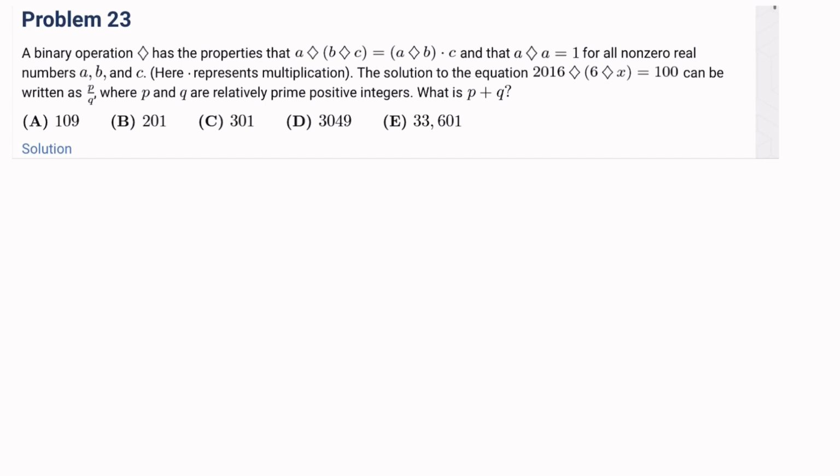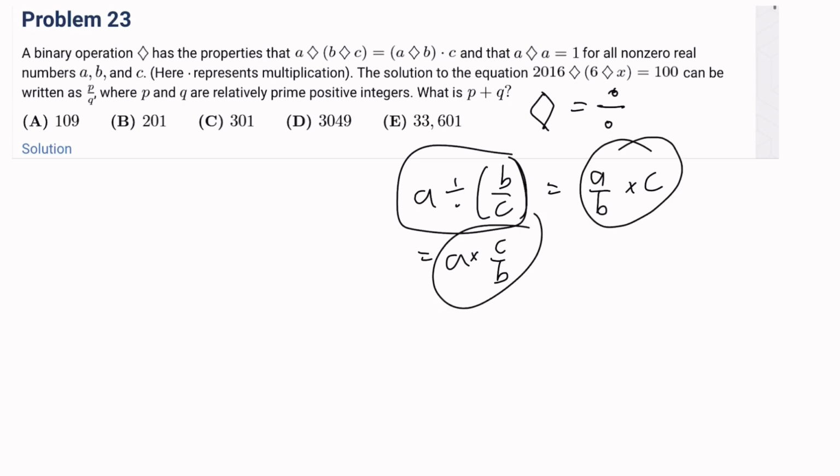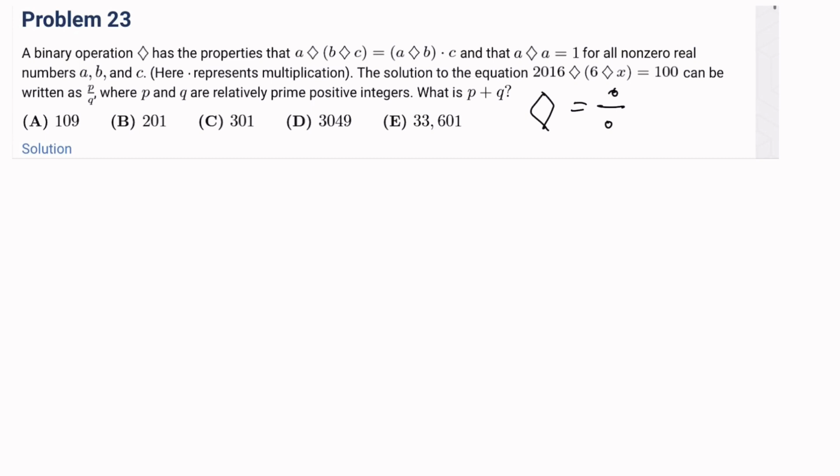Okay, but then first, the fact that A diamond A equals 1 should have made you think, is this diamond actually the divided by sign, right? Because then this would obviously be true, right? So let's check if this is true, and if it is, then we can see that this is the divided by sign for good. So A divided by B over C, this is A divided by B, so it's A over B times C. So this equals A times C over B, right? So it is actually the same thing.